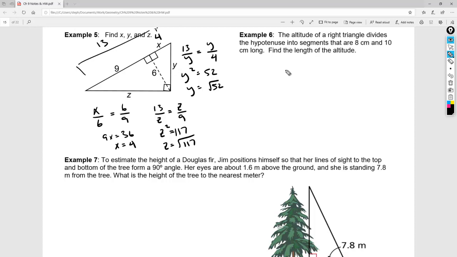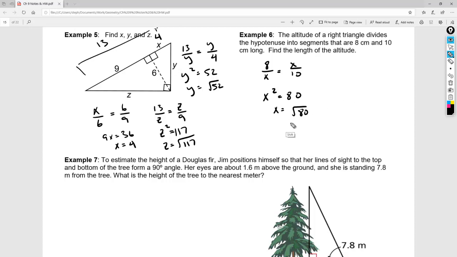All right, last two problems here. We have the altitude of a right triangle dividing the hypotenuse into segments that are 8 and 10, and we need to find the length of the altitude. So I know that I'm using the very first corollary. So I know that 8 is to x as x is to 10, where x is my altitude. Multiplying these together, I get x squared equals 80. x is going to be the square root of 80, which you could reduce to, you take 16 out of that, so that's 4 root 5.